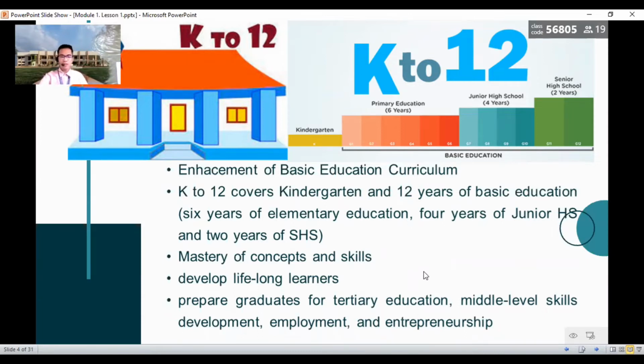You've made mention of these things, the important features of the framework included in the reform of the basic education in the Philippines: mastery of the concepts and skills, developing lifelong learners, preparing graduates for tertiary education, middle-level skills development, employment, and entrepreneurship. Remember that these 4 things are the 4 exits in the senior high school curriculum. Again, these are the 4 exits.